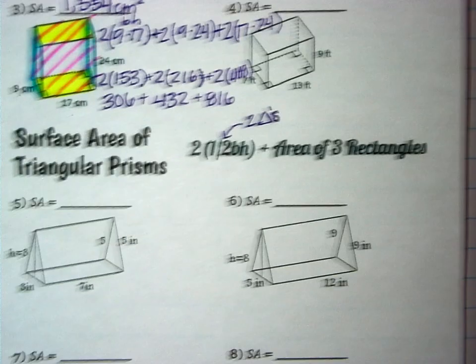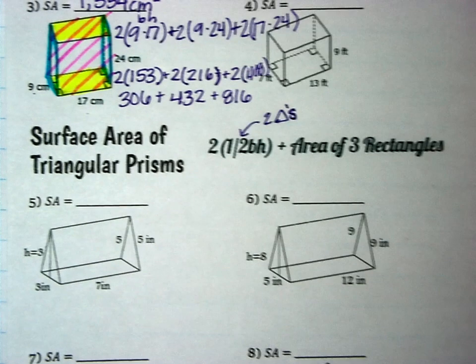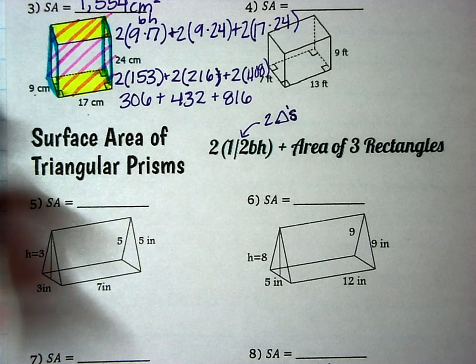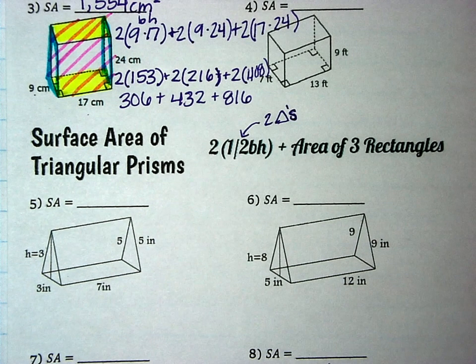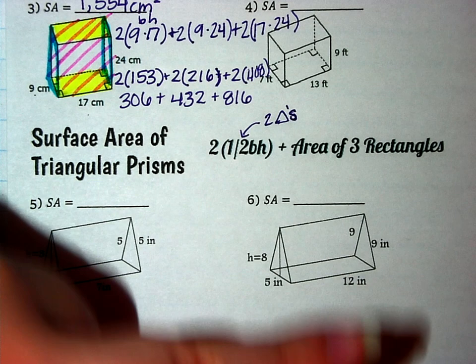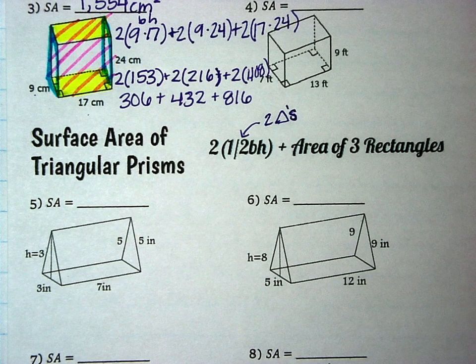Remember, we're doing surface area, which is the area of the surfaces. So we have two triangles in a triangular prism. And then if you think about a triangle, triangles have three sides. So that means there's three rectangles going around the triangular prism.